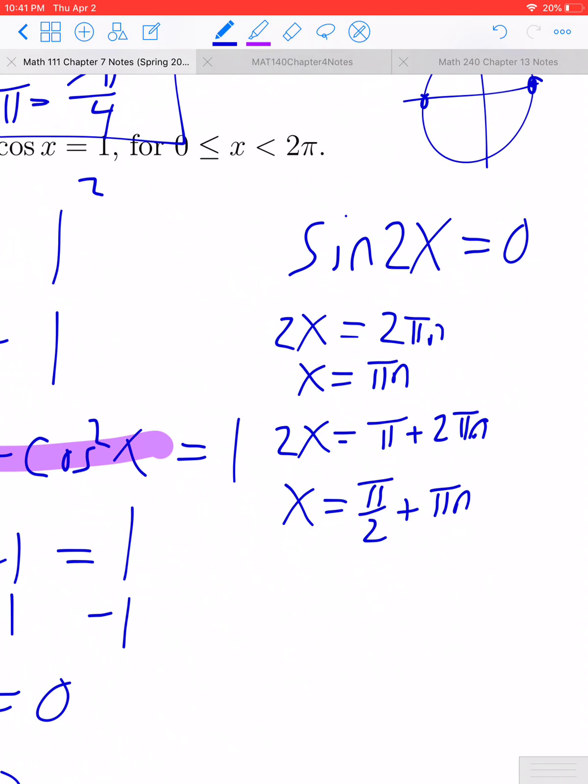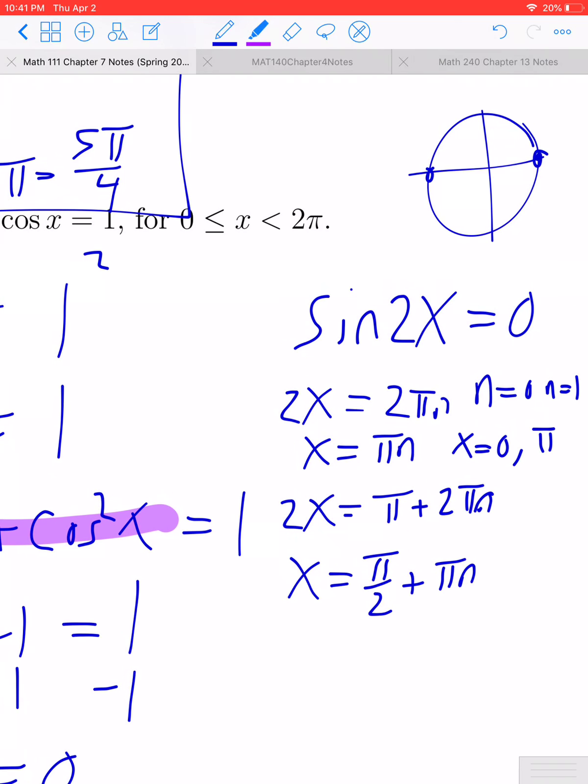For all of the solutions between 0 and 2 pi, for the first one, if n is equal to 0, we get x equals 0. And if n is equal to 1, then we get x is equal to pi. Notice that n can't be negative, because then that x value would be negative, and we need to be between 0 and 2 pi. And once n reaches 2, we get 2 pi, and it's supposed to be strictly less than 2 pi. So we get two solutions here.